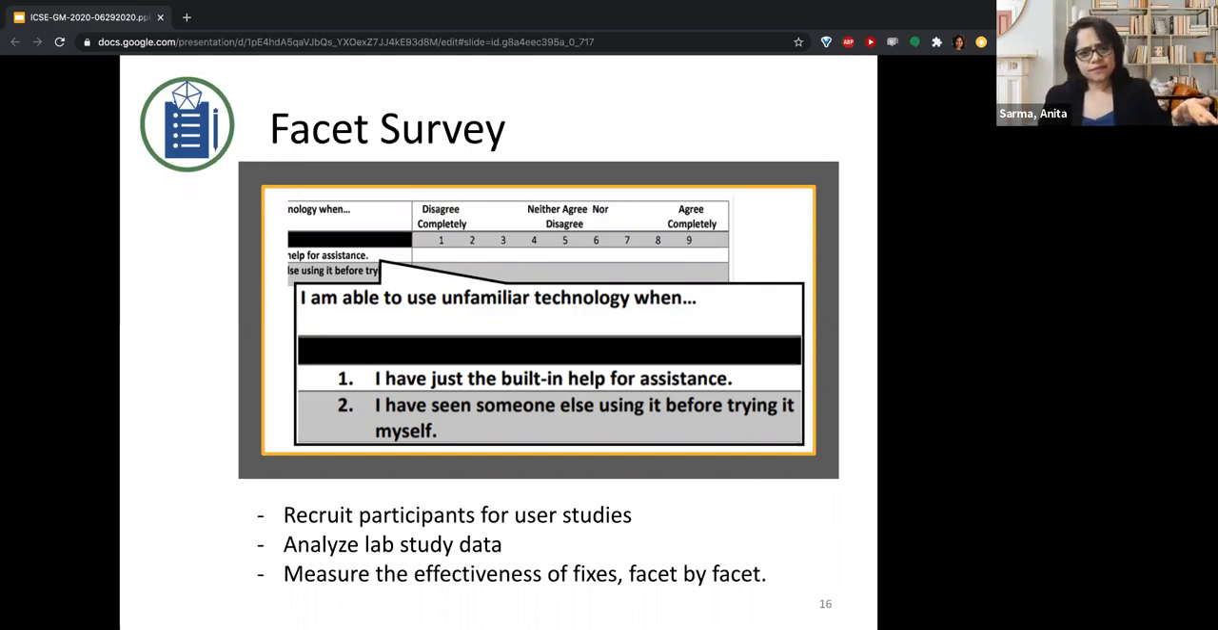Using this facet survey, teams recruited participants for user studies. So now they no longer only had gender diversity, but also cognitive style diversity in the user study population. It also helped them analyze the lab study data, as well as measure the effectiveness of the fixes by looking at facet by facet.